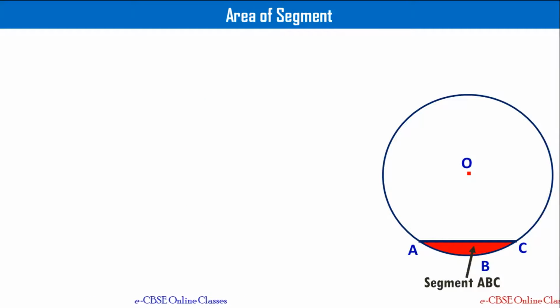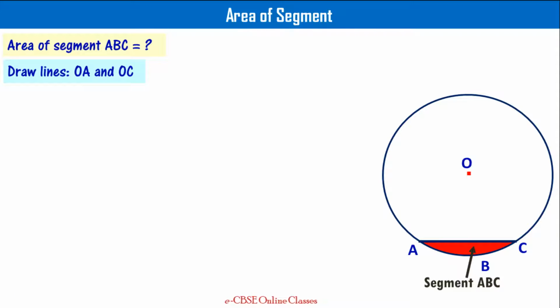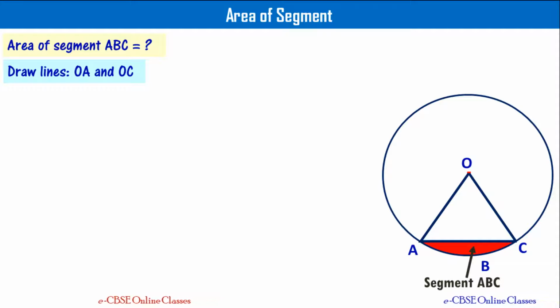Let us consider the segment ABC shown here. Now the question is, what is its area? Let's draw lines OA and OC as shown here. They're making an angle equal to theta at the center of the circle.